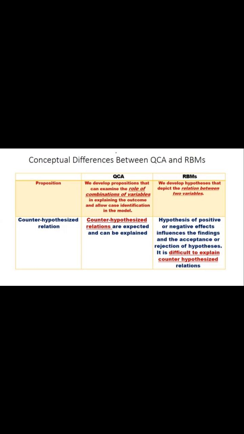Counter-hypothesized relationship. Counter-hypothesized relationships are expected and can be explained in QCA. But in a regression-based method, the hypothesis of the positive or negative effect influences the finding, and the acceptance and rejection of the hypothesis. It is difficult to explain the counter-hypothesized relationship. On the basis of a regression-based method, we cannot explain the relationship of the hypothesized and the counter-hypothesized relationship.